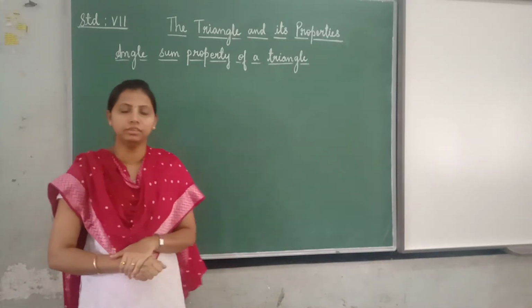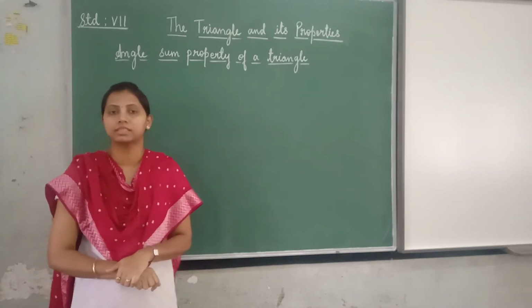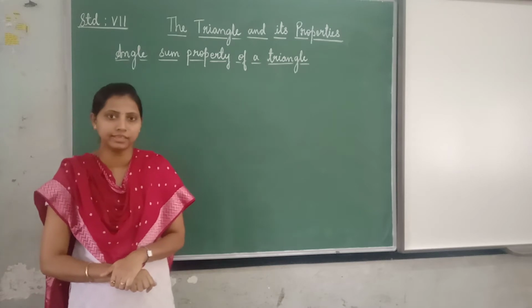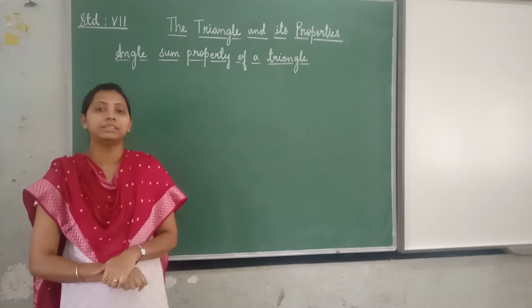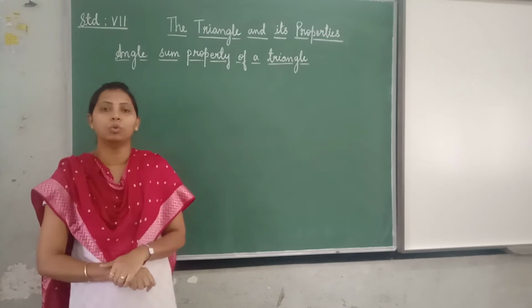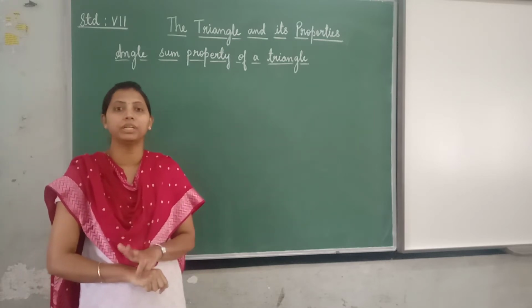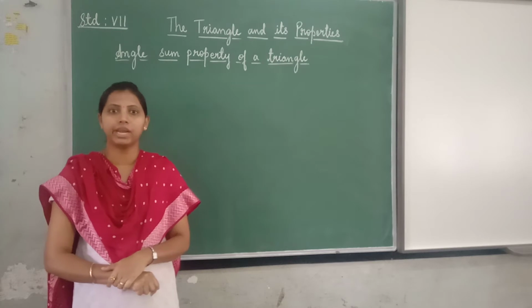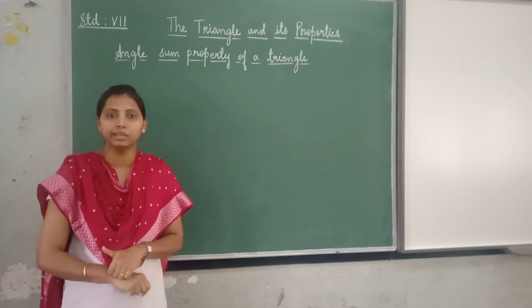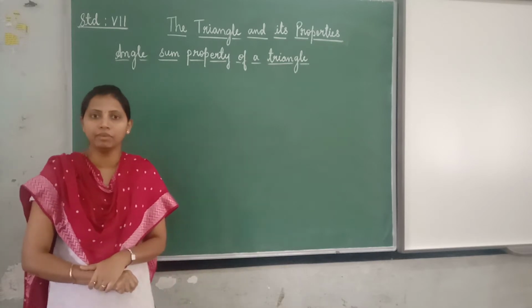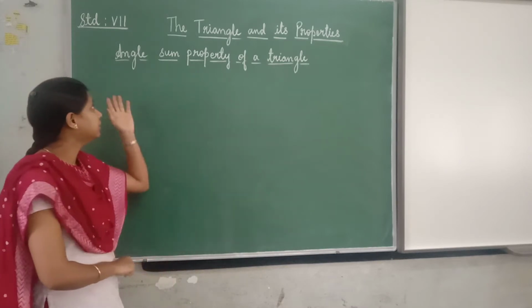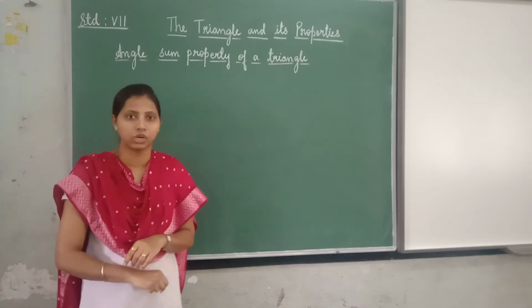Good morning, children. In yesterday's class, we started the chapter, the triangle and its properties, and we saw what a triangle is, how many sides there are in a triangle, how many angles there are, and how many vertices. We also studied what the median of a triangle is and what the altitude of a triangle is. So today we will continue with the angle sum property of a triangle.